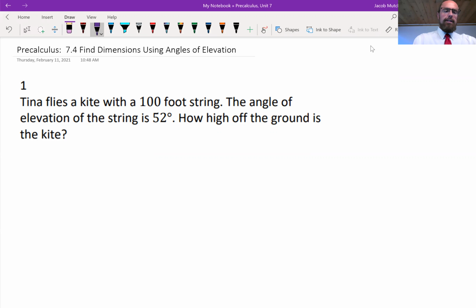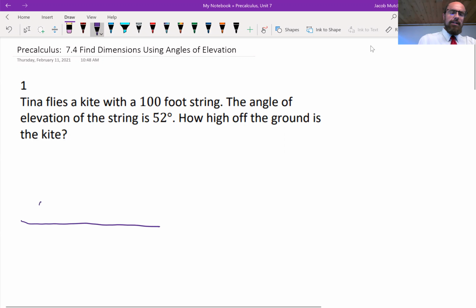I always start drawing a diagram with a word question like this one. So here is the ground. And we'll imagine that Tina is standing here on the ground, flying a kite up in the sky. And what we know are 2 measurements. The length of the kite string is 100 feet.